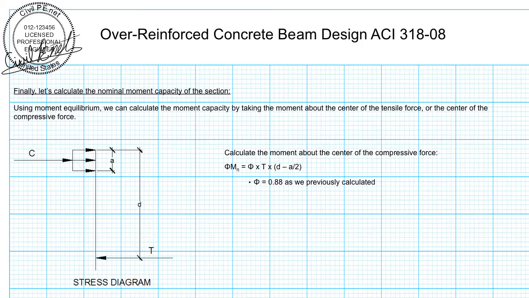So phi is 0.88 as we previously calculated. Our tension force is the area of steel times f sub y. So phi Mn is equal to 0.88 times our area of steel, which is 6.32 inches squared, times f sub y, which is 60 ksi, times d, which is the depth from the extreme compression fiber to the center of our group of steel, or 20.5 inches, minus a over 2. And a we calculated as 6.196 inches. And we come up with a moment capacity for this section of 5,807 kip inches, which is equal to 483.9 kip feet.